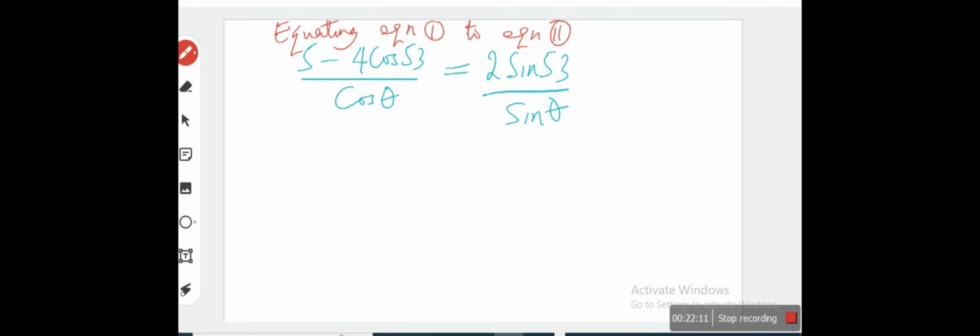Can we do this? 5 minus 4 cos 53 over cos theta equal to this. Do you know we can take this up? Watch me. You can take this to this side, right? And take this one down. I can switch this. That can also happen in an equation. This can come up here and this can come down here. Yes, it's logical.